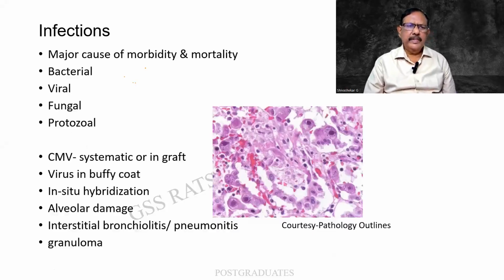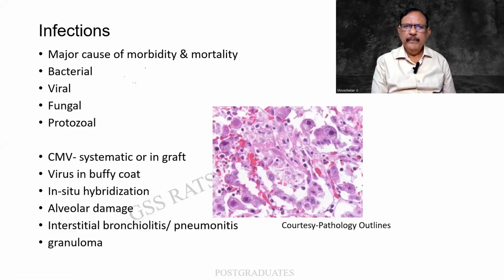The infections, as I told you, can be any of these things. It can be bacterial, viral, fungal or protozoal. And in cytomegalovirus, you find that the virus can be found in the Buffy coat. Please add these words to your answer.